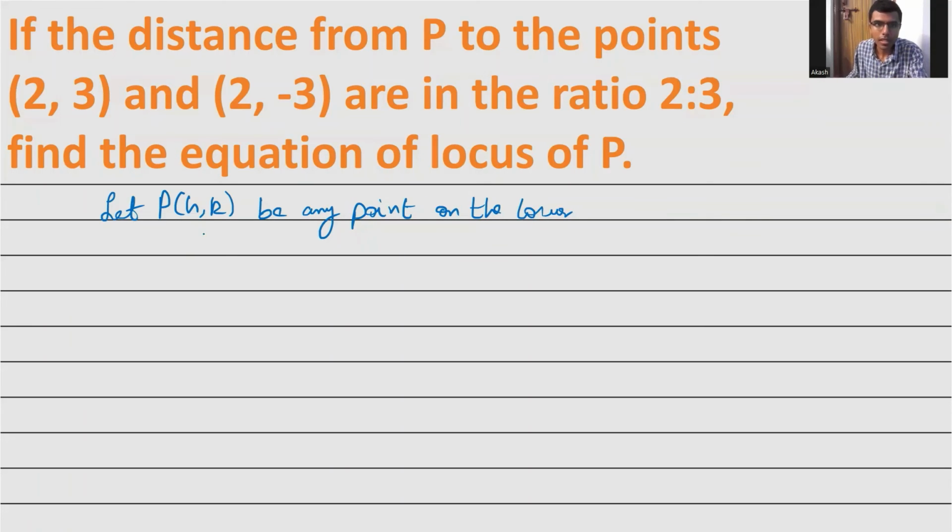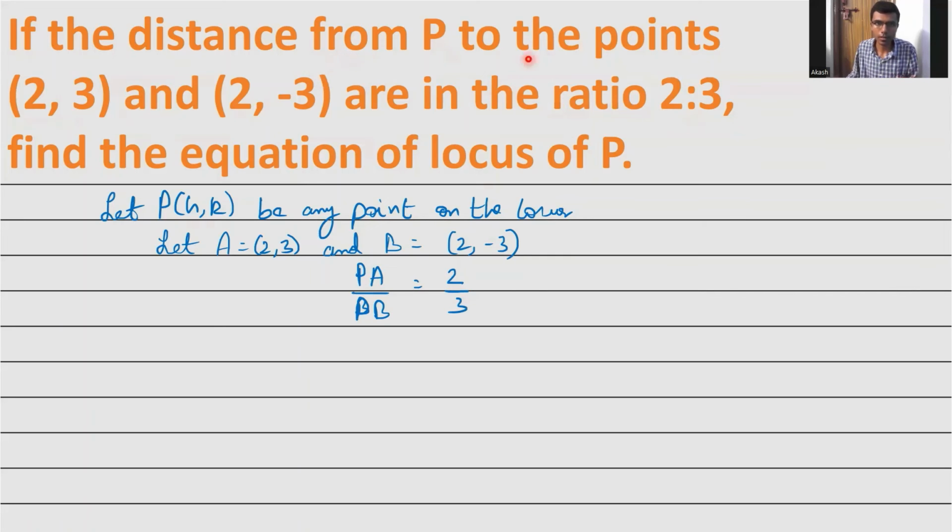Now, let's see here. Observe that the points 2 comma 3 and 2 comma minus 3 are not given as A and B. You need to take it. Otherwise, the invigilator would be wondering where this guy got this A and B from. That's natural, right? Let A be 2 comma 3 and B be 2 comma minus 3. Fine. So PA by PB is equal to 2 by 3. This is what the given statement means.